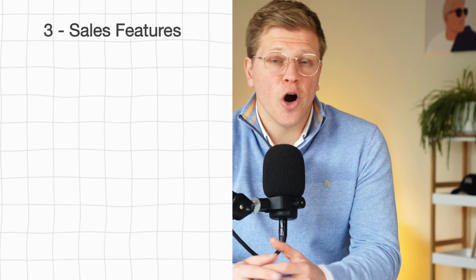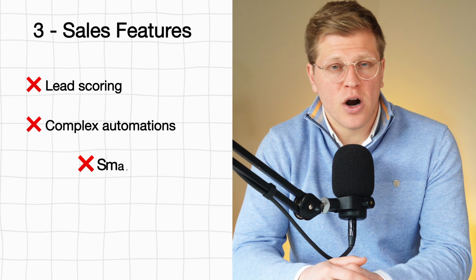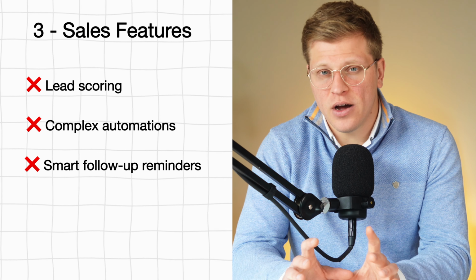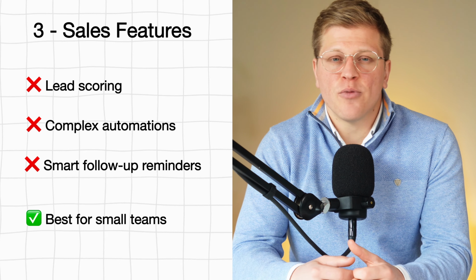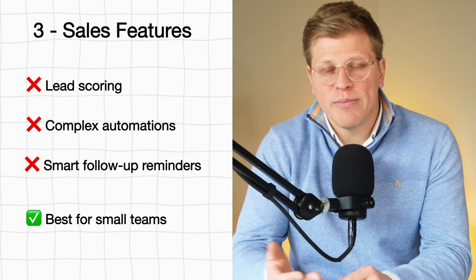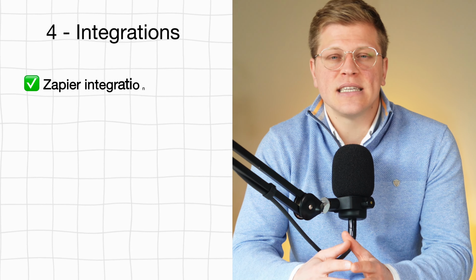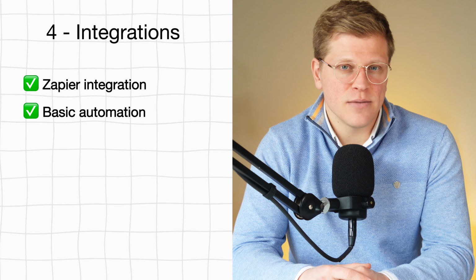When it comes to advanced sales features, Folk leans towards simplicity. So if you're hoping for things like lead scoring, complex automations, or smart follow-up reminders, you won't find a lot of that here, at least not yet. For small teams, that might be fine, but if you're running a more mature sales operation, you might feel a bit limited. And last, integrations could be better. Folk connects with Zapier, which gives you access to thousands of tools, but the integration itself is still pretty basic.